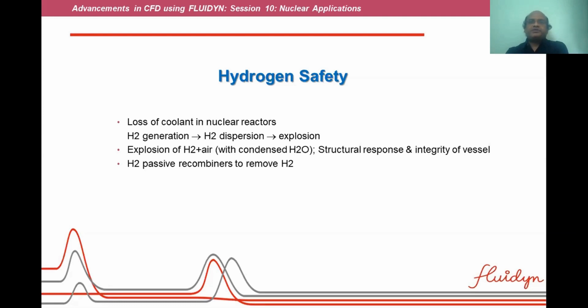This explosion of hydrogen-air mixture in the presence of condensed H2 can cause structural failure or affect the integrity of other components. So a lot of studies are done regarding storage and handling of hydrogen, and various methods are derived and designed.